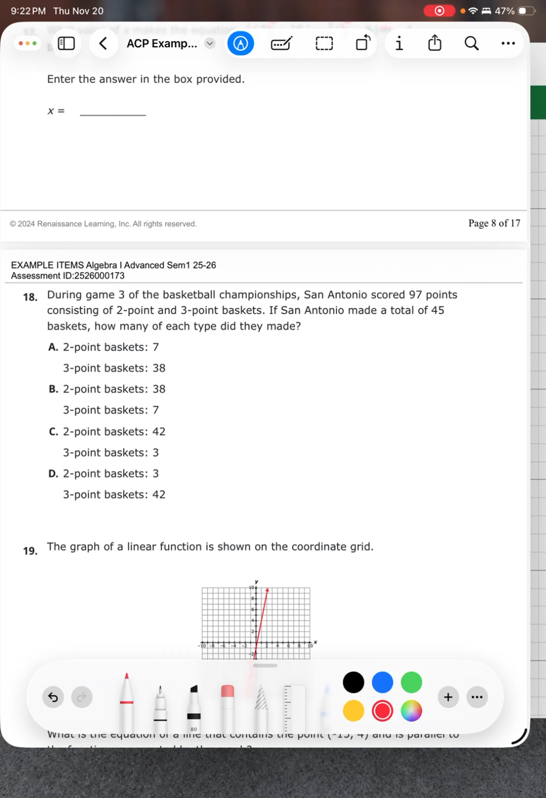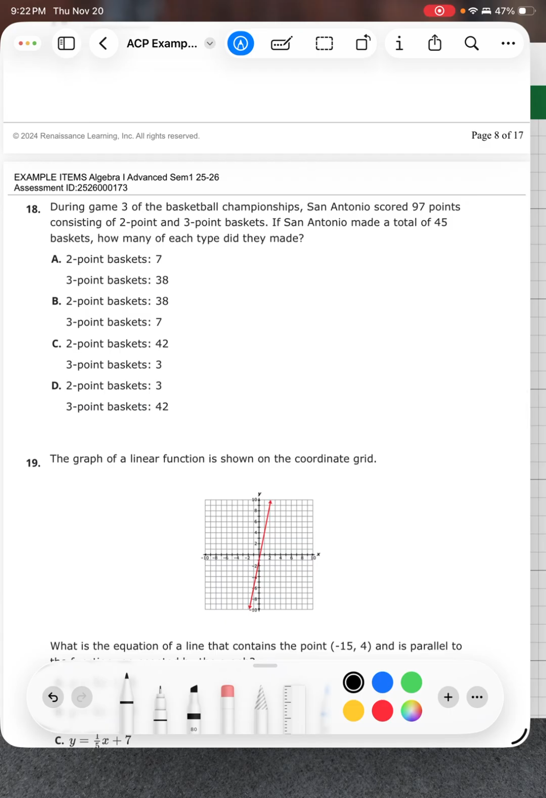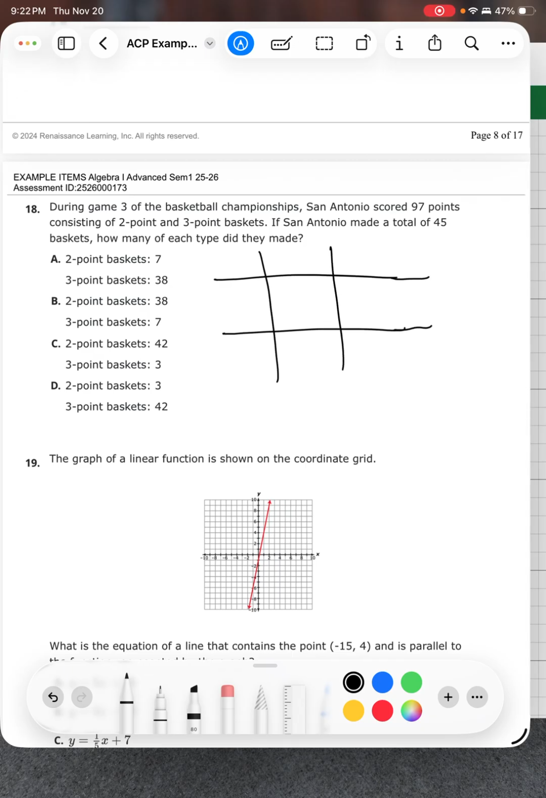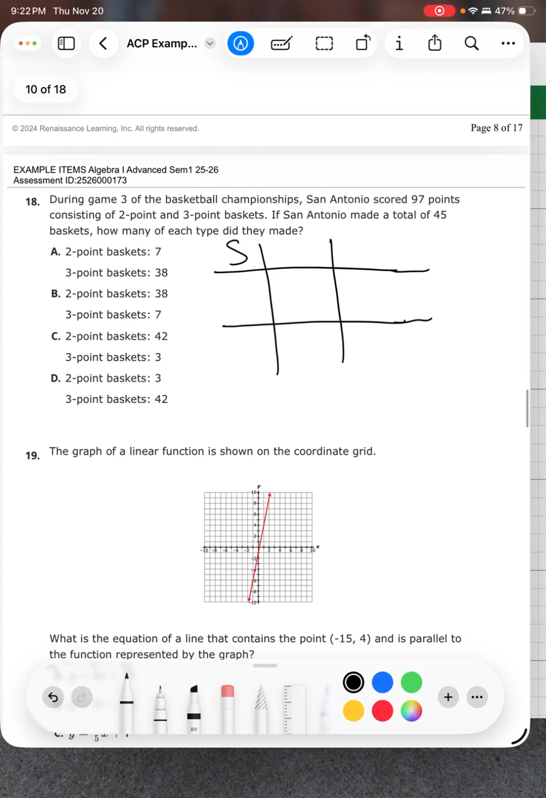Okay, number 18 is another one I'm going to teach you a quick little trick for. So it says during game 3 of the basketball championship, San Antonio scored 97 points consisting of 2-point and 3-point baskets. If San Antonio made a total of 45 baskets, how many of each type did they make? So there's a lot of clues here that hopefully you're realizing that you need to do a system of equations, but even just looking at your answer choices, hopefully that kind of gives it away that you are setting up a system of equations. But I am going to show you, now this little trick does not work every time.